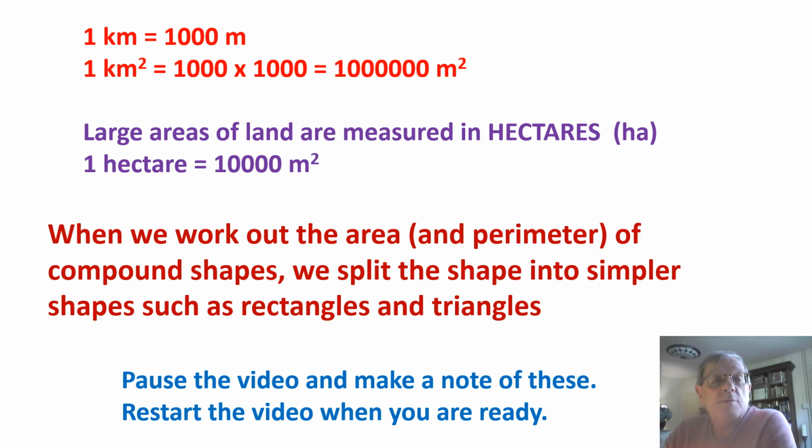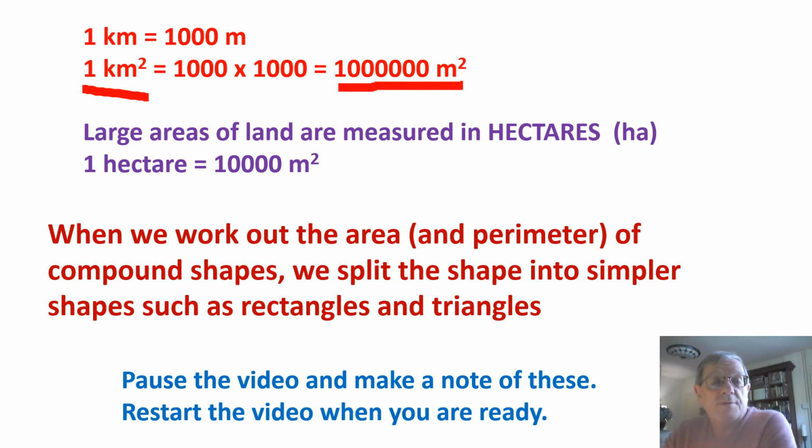Oh, a little note while I remember. 1 kilometre is 1,000 metres, so 1 kilometre squared is 1,000 times 1,000, which is 1,000,000 square metres. When we start dealing with units like this, the numbers get very, very big very quickly.